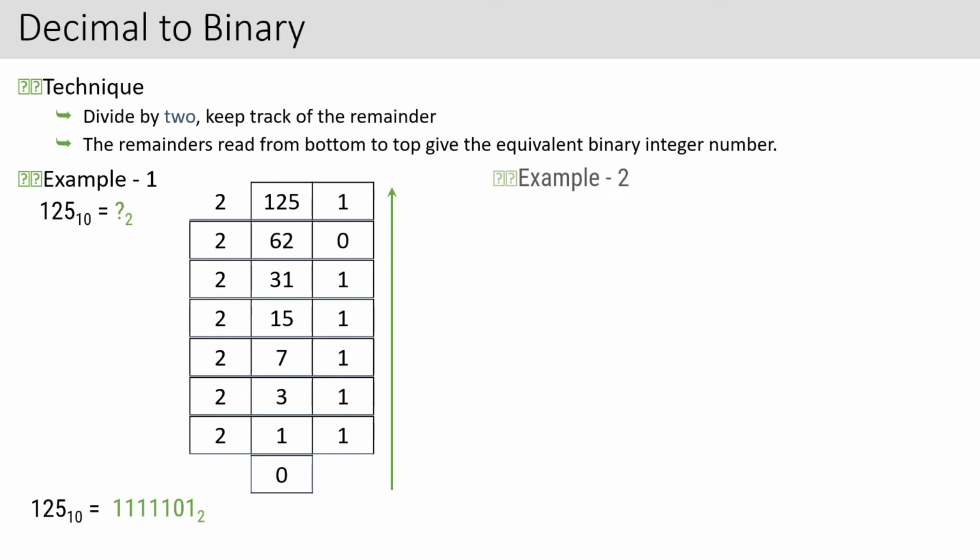Okay. So what will you write? See, 1, 1, 1, 1, 1, 0, 1. So see, this is the decimal number 125. When you are converting it to binary, what will be the number in binary? It is 1, 1, 1, 1, 1, 0, 1. So here I wrote base 2. That means this is a binary number and this is the decimal number. Okay.